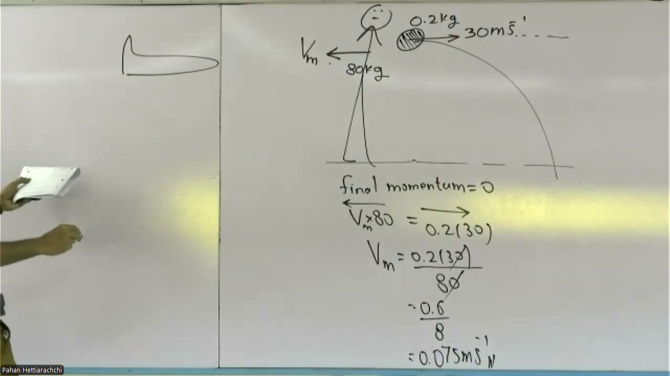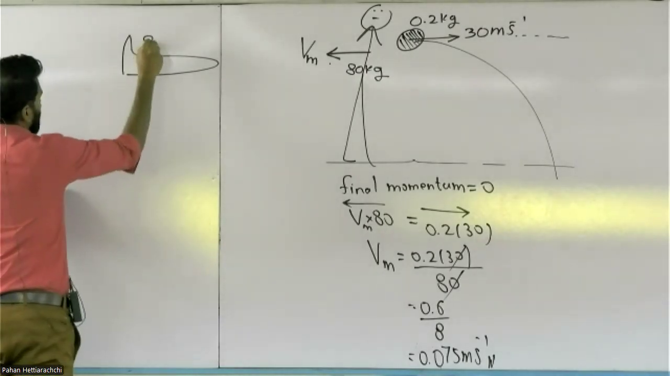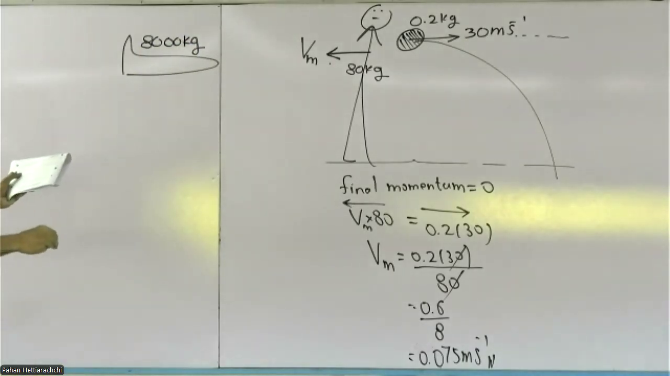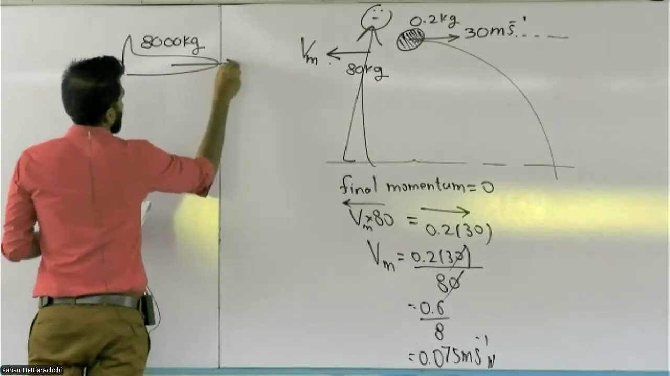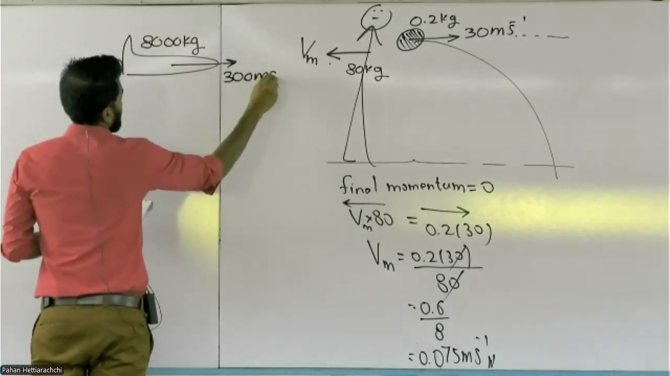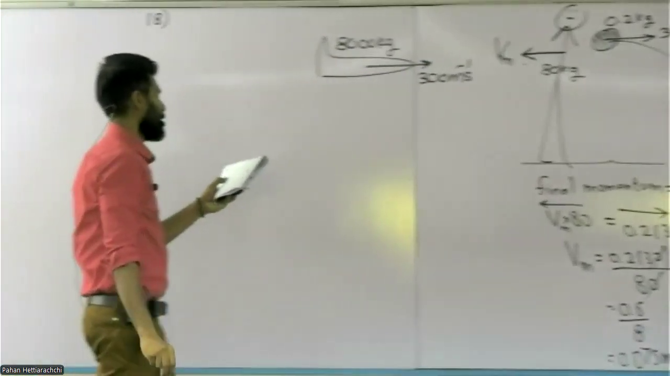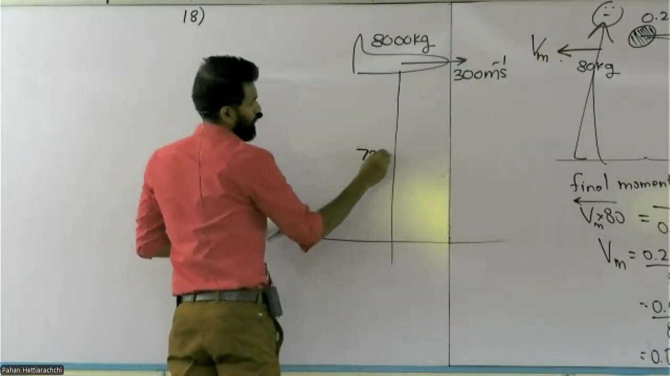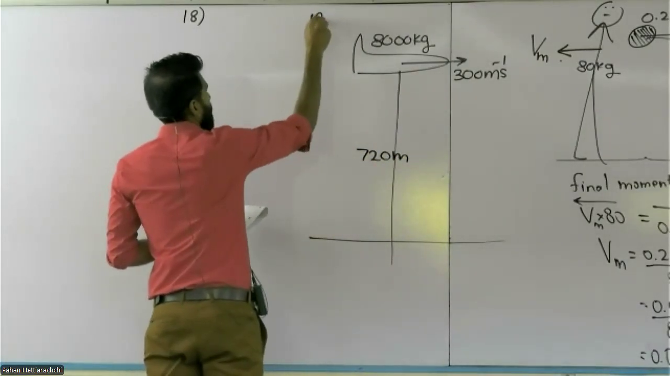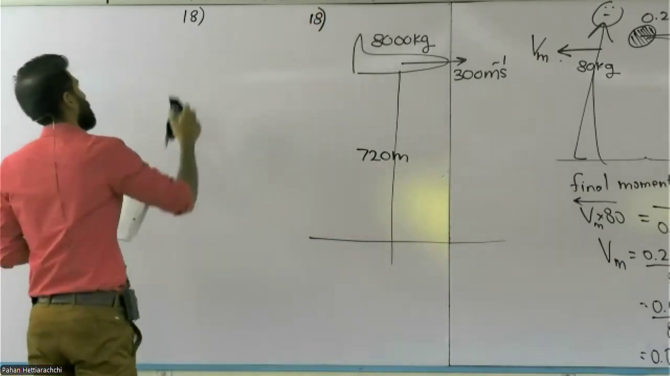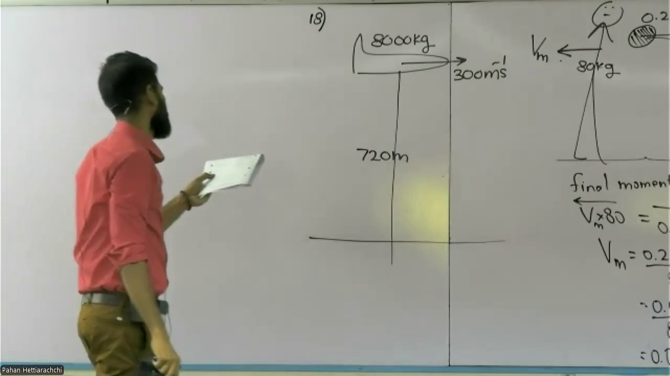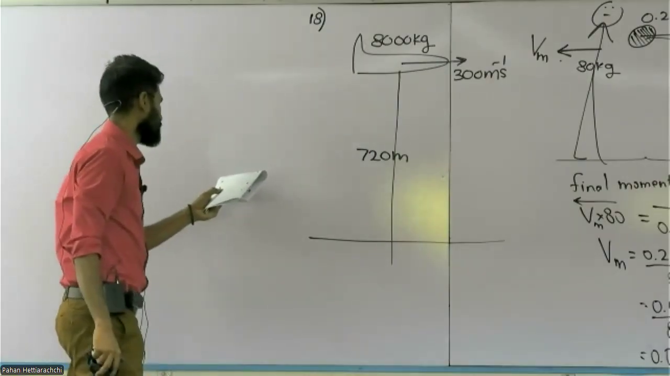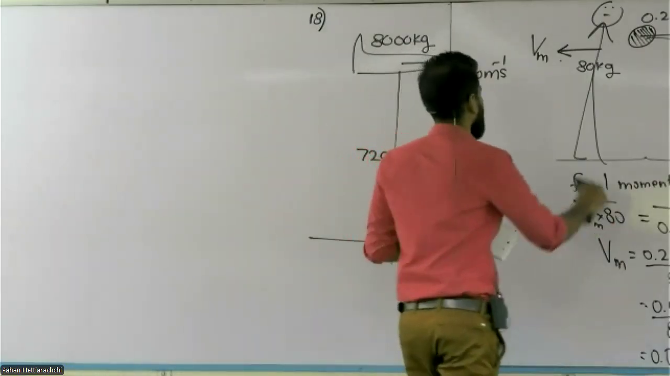An airplane of mass 8,000 kilograms, moving horizontally at 300 meters per second velocity at a height of 720 meters from the ground. This plane explodes into 2 equal fragments due to an initial internal explosion.